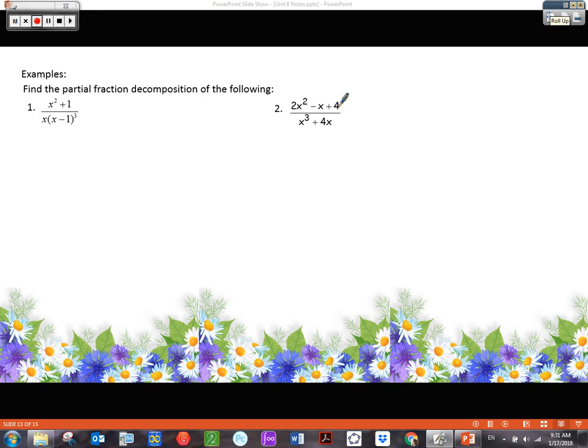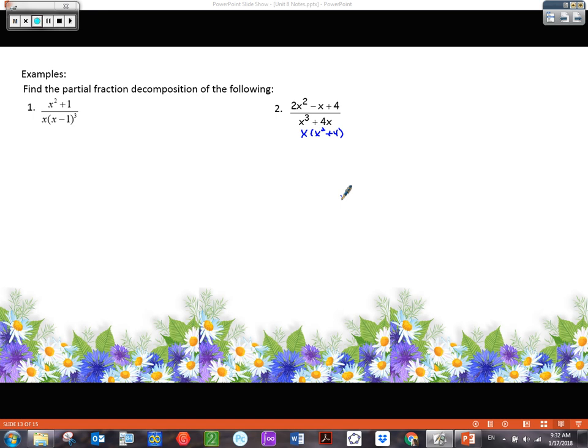So we look at the second one. When we look at it, we have to determine, is it improper? No, I have a second degree on the numerator, a third degree on the denominator. It is not improper. I don't need to do long division. The second thing that I do is factor the denominator completely into linear and irreducible quadratics. So we take this, let's see, I have a GCF of x squared plus 4. So I have one linear factor and one irreducible quadratic factor.